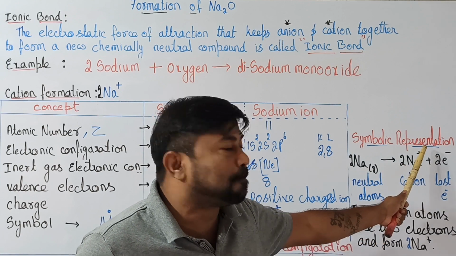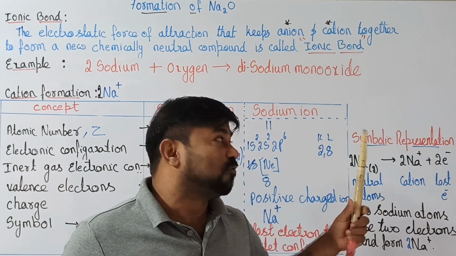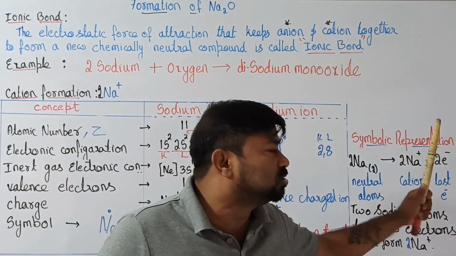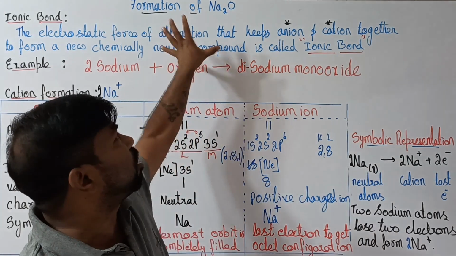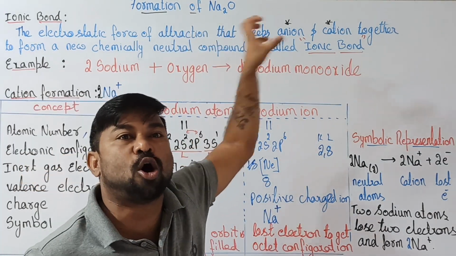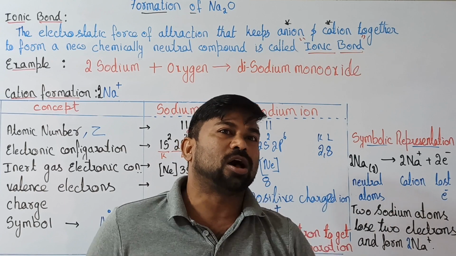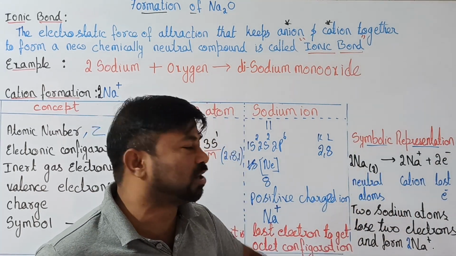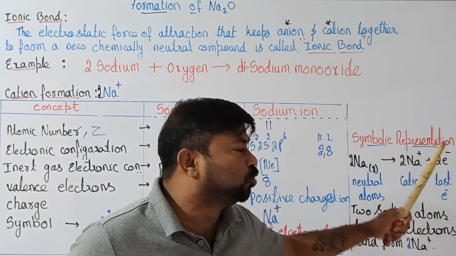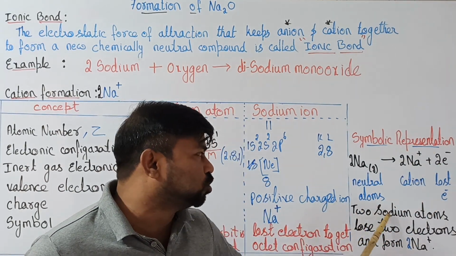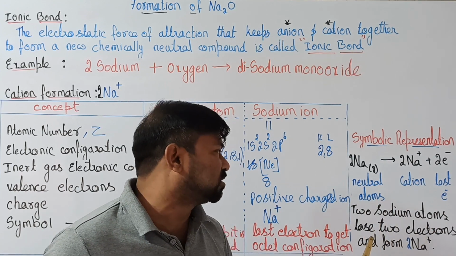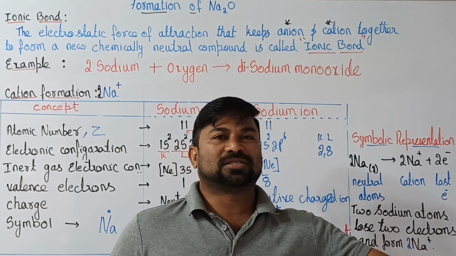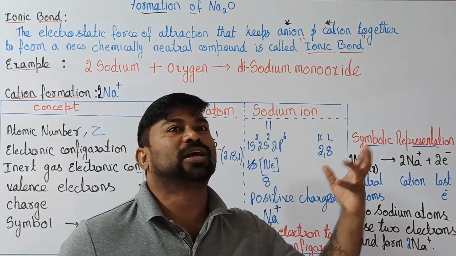So here 2 sodium plus ions. First sodium atom is losing 1 electron and the second sodium atom is also losing 1 electron. So totally in this compound, disodium monoxide, how many electrons are lost? 2 electrons are lost. So 2Na is the neutral atoms, and it becomes cations as 2 electrons are lost. 2 sodium atoms lose 2 electrons and form 2Na plus. If it is only 1 sodium atom, Na plus. As we are taking 2 sodium atoms, 2Na plus.